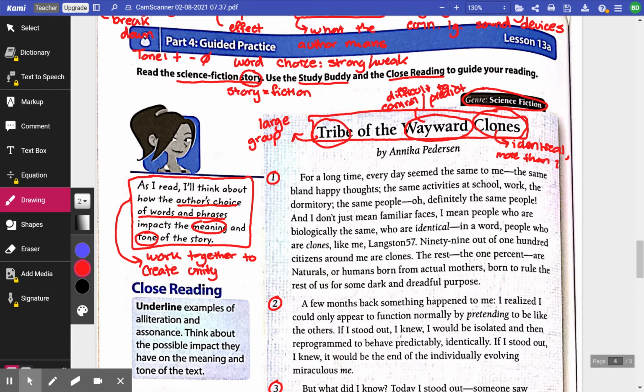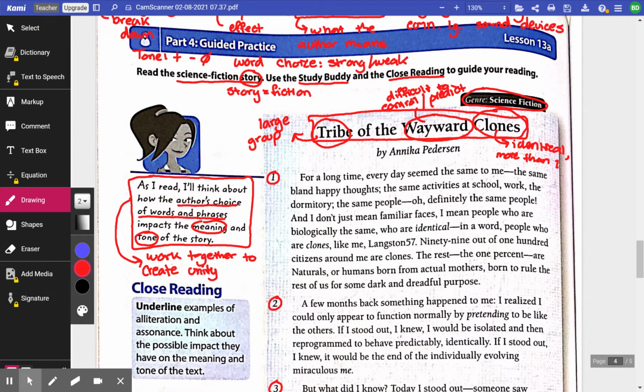So the first thing we're going to do, guys, we're going to read this together once, and we're going to just think about what the study buddy's telling us. And then we'll come back and do our close readings next. So I'll read the story to you, and then we're going to go back and do our close reading and look for specific things to analyze. All right, so here we go.